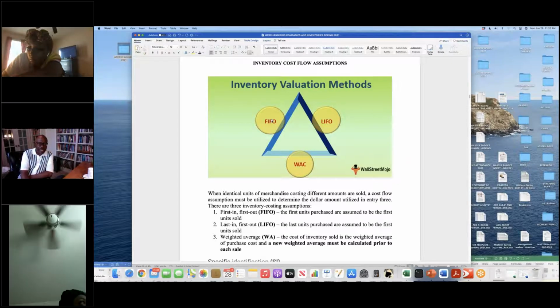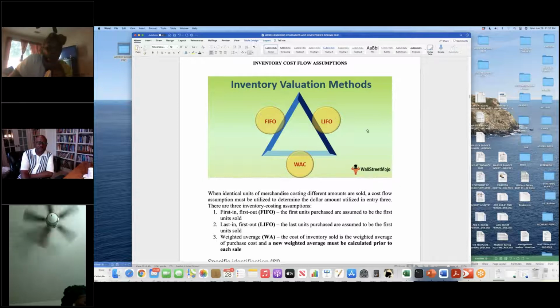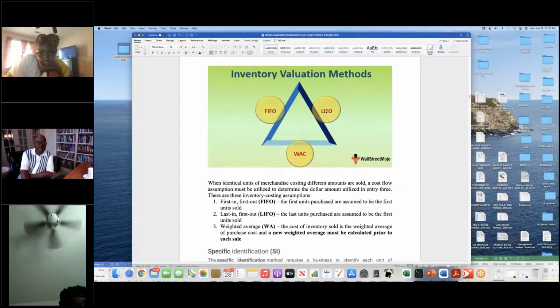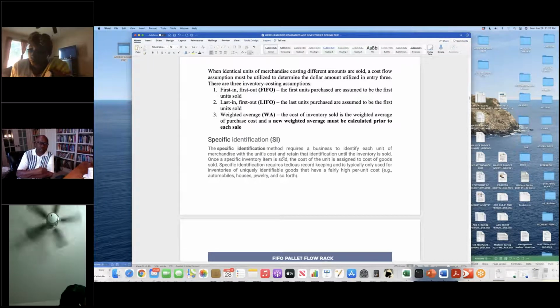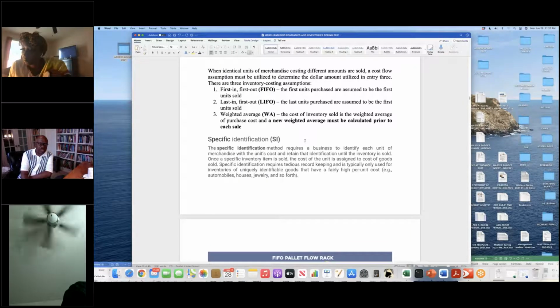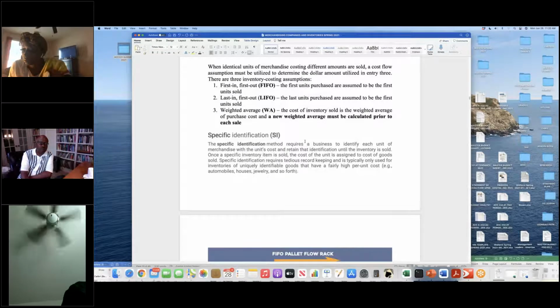C students are expected to understand FIFO and complete the quiz on that. B students are expected to do FIFO and LIFO. A students are expected to be able to do FIFO, LIFO, and weighted average. There's another method called specific identification. If we have high price items, cars, jewelry, we're going to have an invoice for each item and keep track of it item by item.